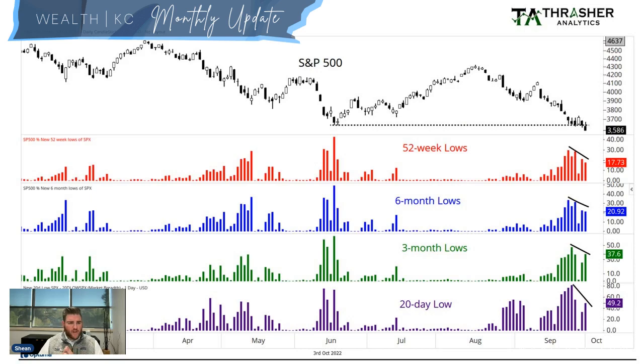This is from Thrasher Analytics, a data and analytical research firm we've partnered with. There's a lot going on in this chart, but on the top you can see the S&P 500 again hitting these June lows. However, this time, the number of stocks making new 52-week lows, 6-month lows, 3-month lows, and 20-day lows is less. So the broader market hit new lows, but the average stock is not. Again, this is a sign of divergence. Not that it can't happen, but right now we're seeing more strength in the underlying securities. Hopefully, the market will be able to follow suit next.